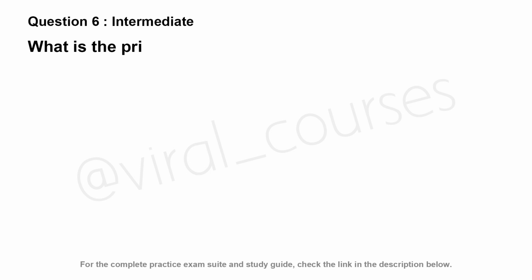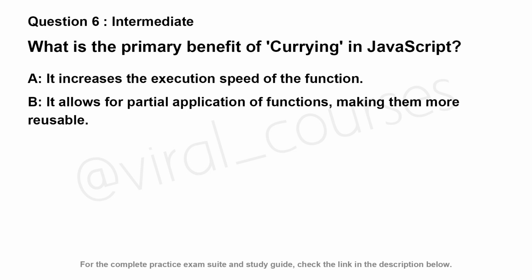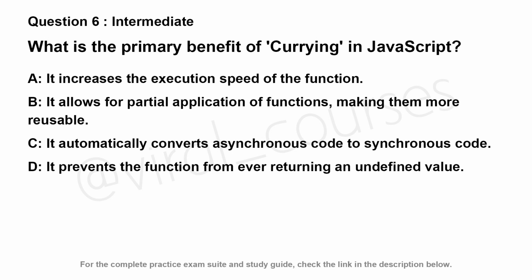What is the primary benefit of currying in JavaScript? Option A. It increases the execution speed of the function. Option B. It allows for partial application of functions, making them more reusable. Option C. It automatically converts asynchronous code to synchronous code. Option D. It prevents the function from ever returning an undefined value.